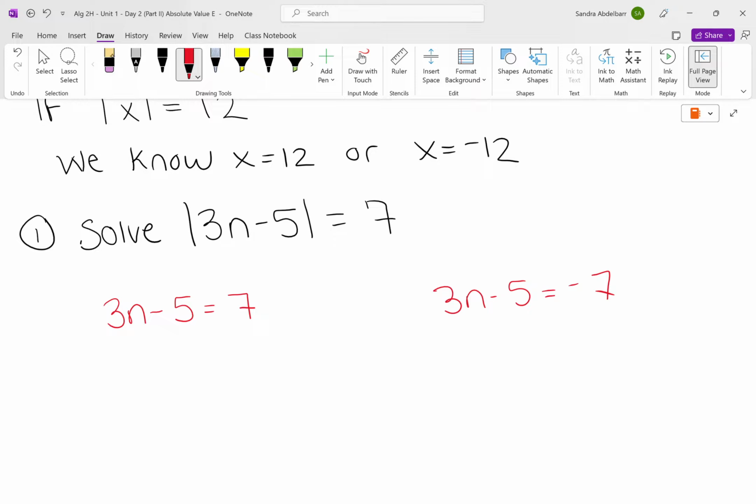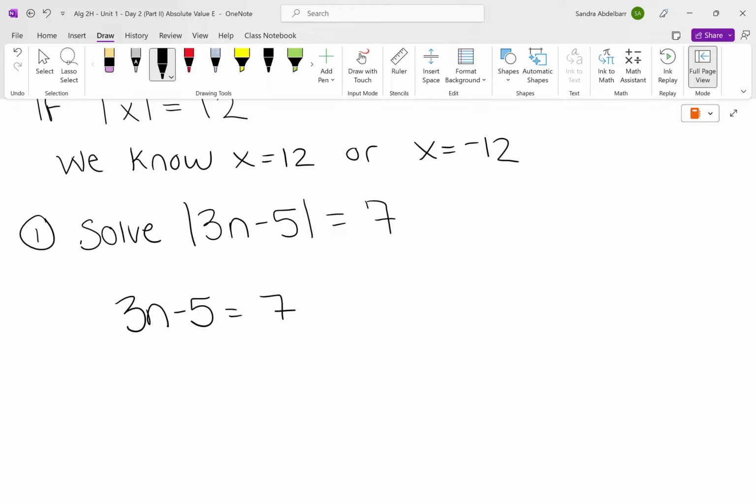I'm just going to take it a step back to ensure that we really understand what's going on, because it's not really just about negating what comes after the equal sign. Why are we negating it? Because really what's getting negated is the expression inside the absolute value sign. We're taking the positive version of 3n minus 5 and setting it equal to 7, but there's also the negative version of 3n minus 5 equals 7.